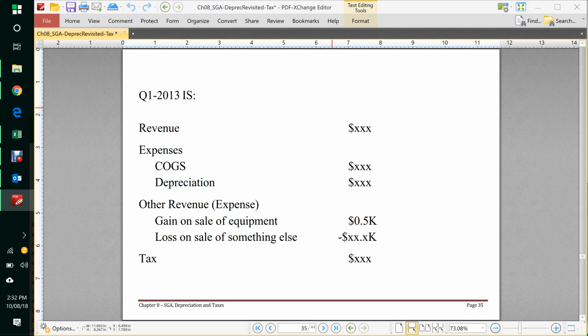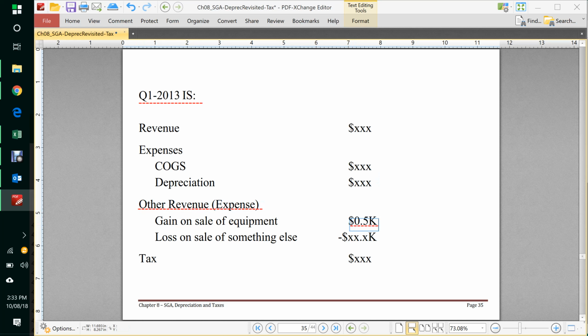Okay, so let's see what their income statement for 2013 is going to look like with the sale of this equipment and the gain on sale. Okay, so they have some revenue, they have some COGS, depreciation. They're definitely not going to have the mill in there for depreciation anymore. And then we get just above their tax line, and we have this new section called Other Revenue or Expense. So they have gain on sale of equipment.